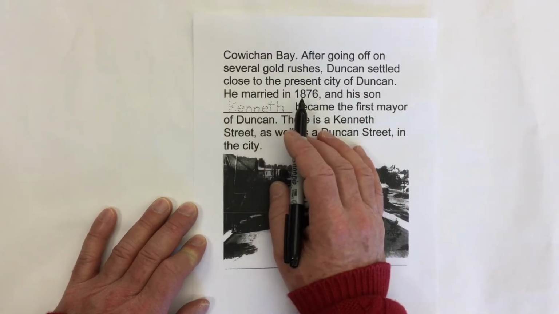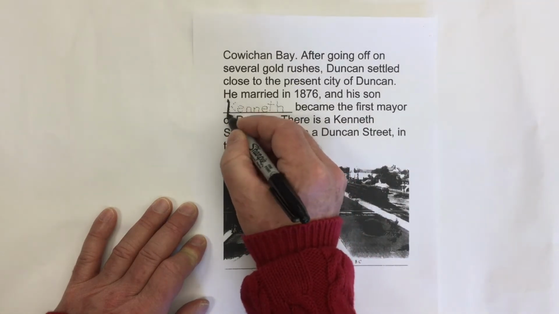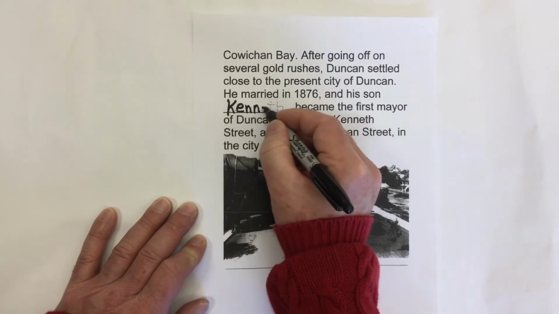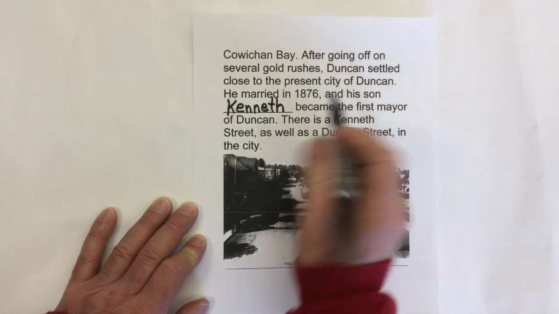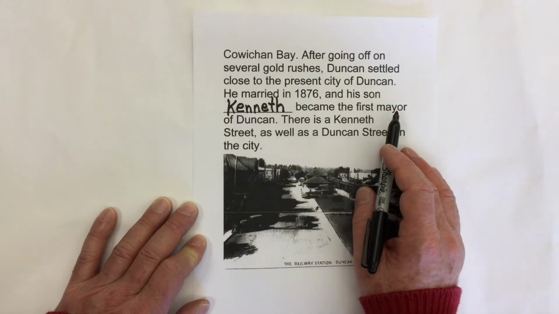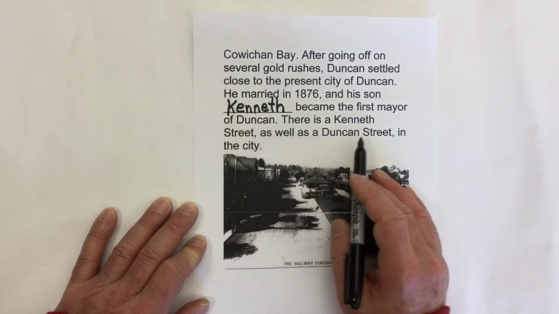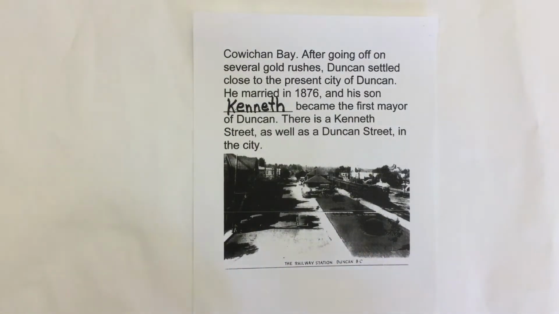He married in 1876, and his son Kenneth, and here we have the name Kenneth. You recognize Kenneth Street in Duncan? Well, now you know who it's named after. He married in 1876, and his son Kenneth became the first mayor of Duncan. There is a Kenneth Street as well as a Duncan Street in the city. We have an old-fashioned picture here of the railway station where the train used to operate.